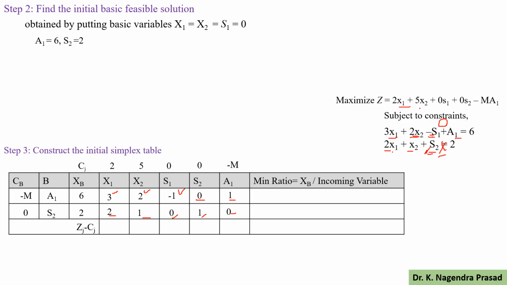And Cj is the cost coefficients. For the x1 variable the cost coefficient is 2, for x2 it is 5, for S1 it is 0, for S2 it is 0, and for A1 it is minus M.